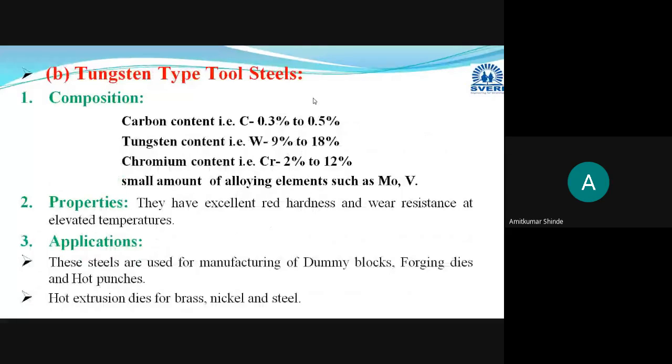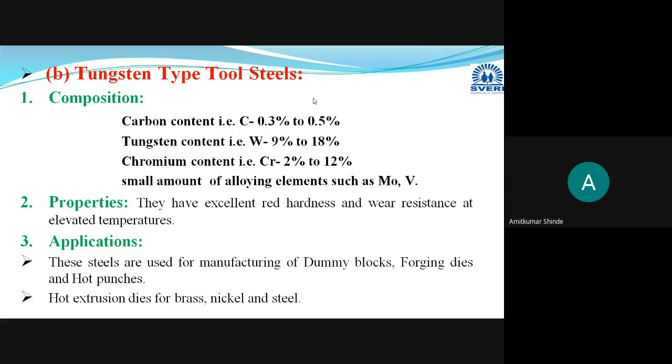for all three, the common application, which is very easy to recall, is that all three types of these hot work tool steels are used for making forging dies and extrusion dies. You can write this common application, but if you are able to remember all the specific applications, it will be better. Some common applications for all three are the manufacturing of extrusion dies and forging dies. These two will be common in all.